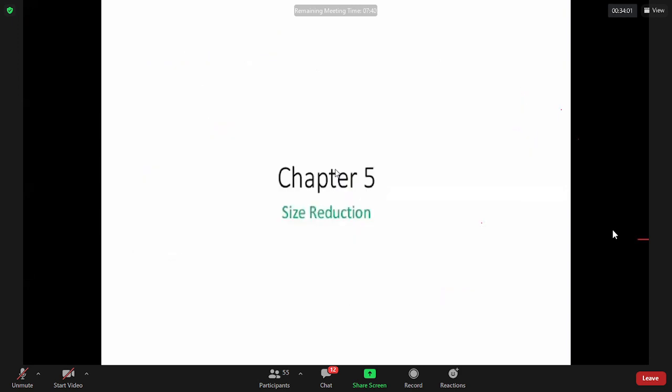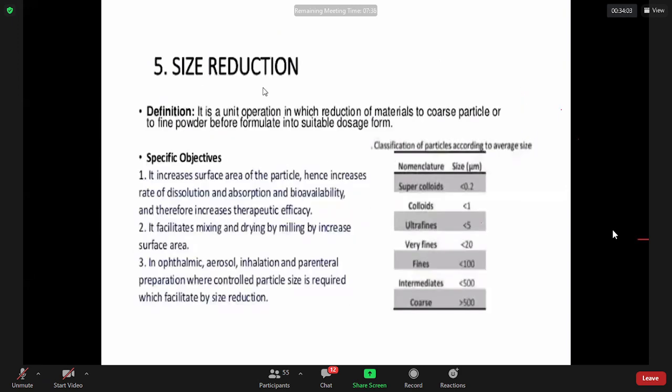Then we have size reduction. Size reduction, most of you have done that. You have made, for example, the grains of maize into flour. That is size reduction. And what type of size reduction, what type of mills do you have to use? If you are to move from solid to solid, there's no chemical change, but the physical change is there from solid grains to powders.